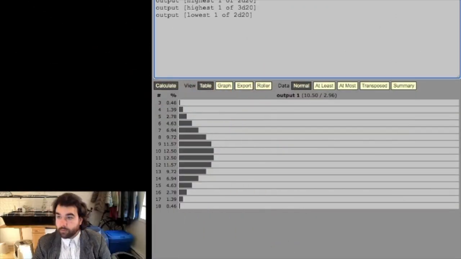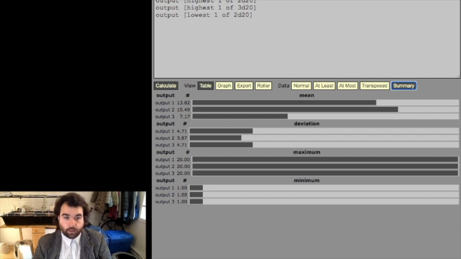AnyDice is a website where you can do a lot of cute things with electronic dice. And even better, they have a built-in way to calculate a weighted arithmetic average. Armed with their respective code, here is the distribution to look at. So the expected value of the advantage roll is 13.82. The expected value of a super advantage roll is 15.49, and the expected value of a disadvantage roll is 7.17.